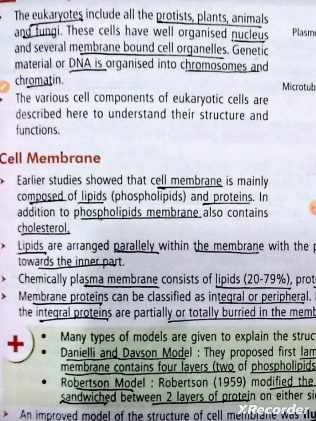The eukaryotes include all the protists, plants, animals and fungi. These cells have a well-organized nucleus and several membrane-bound cell organelles. Genetic material or DNA is organized into chromosomes and chromatin. The various cell components of eukaryotic cells are described here to understand their structure and function.